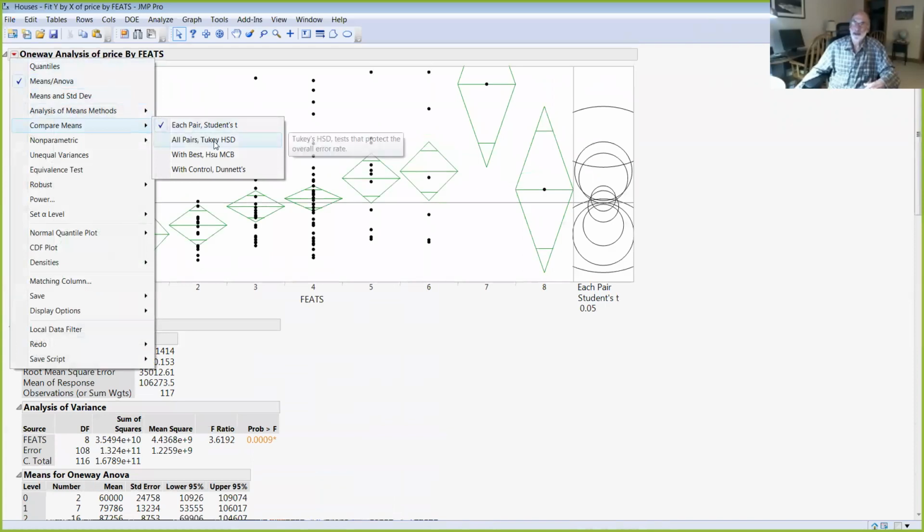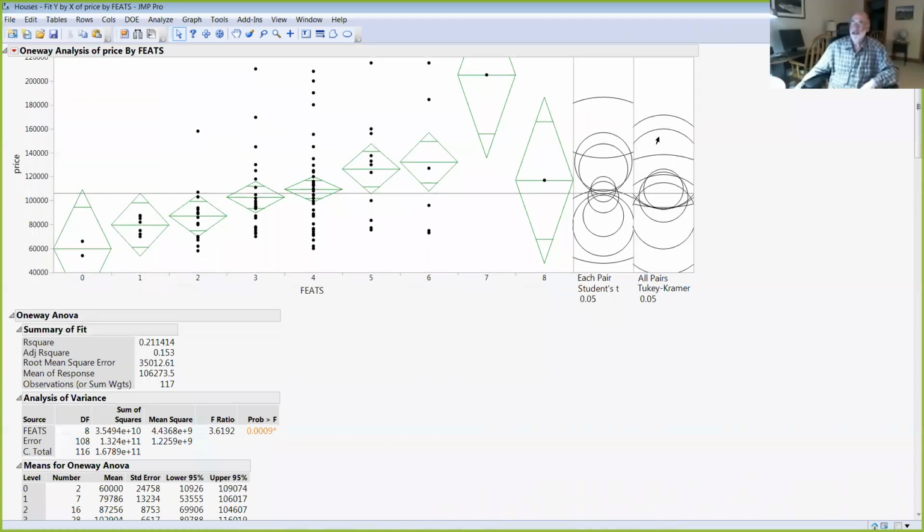Compare means, all pairs, Tukey. Tukey is a famous statistician. The HSD stands for honestly significant difference. Tukey said, let's take into account that all of these tests are going to be done at the same time, and let's limit the chance of making a mistake, wrongly declaring that we found a significant difference when there is none. Let's limit that to 5% in total across all the tests we're going to do.